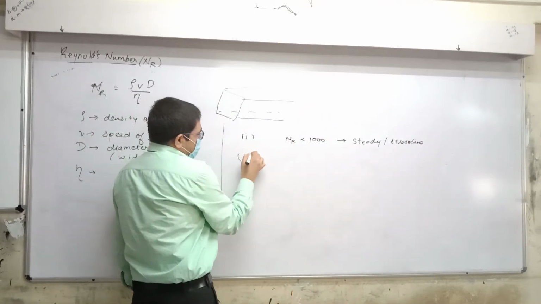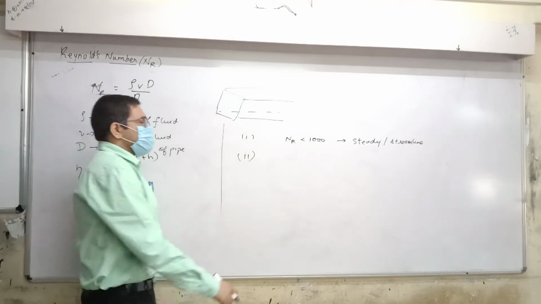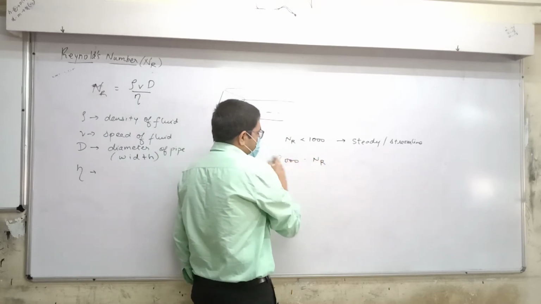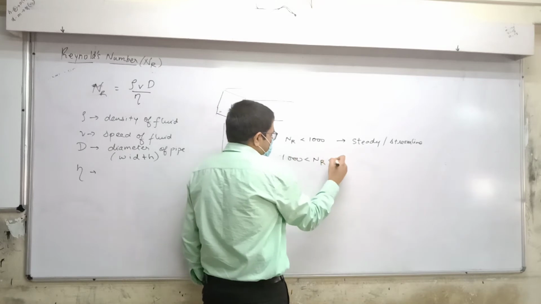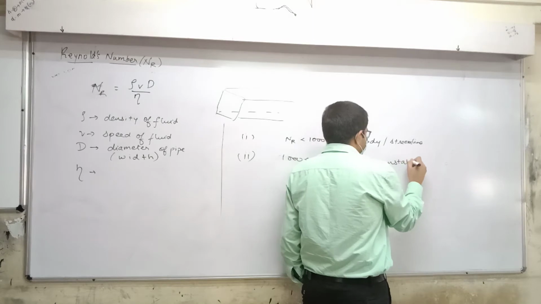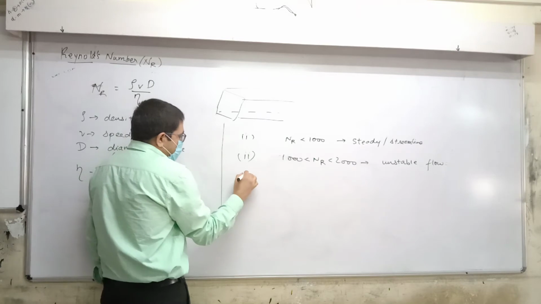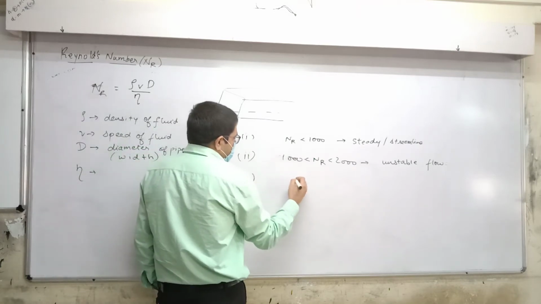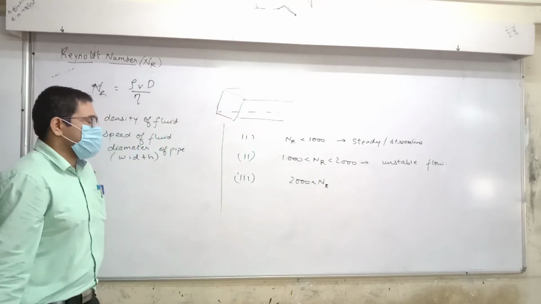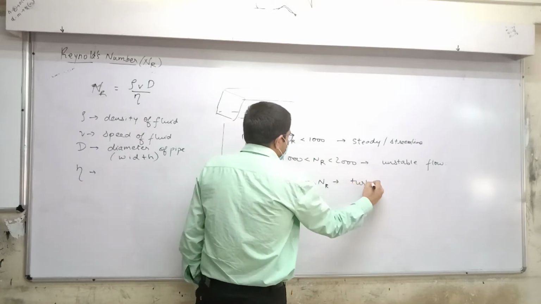I'm sure as soon as I write this, you're going to have a couple of questions, and I have my answers ready. The second one is when it's somewhere about 1000 to 2000. Then we say that it is unstable flow. And finally, if you have N_R greater than 2000, then it is turbulent flow.